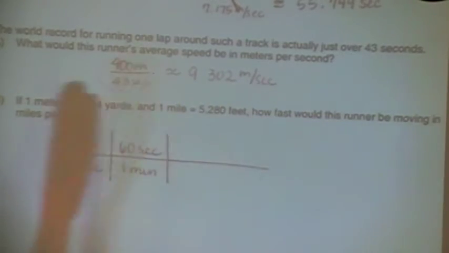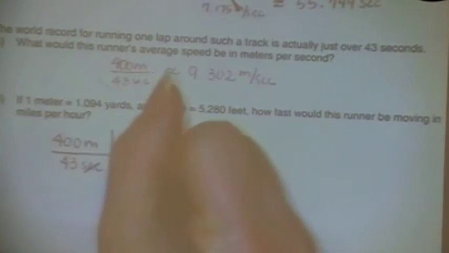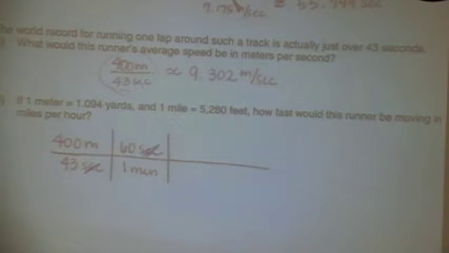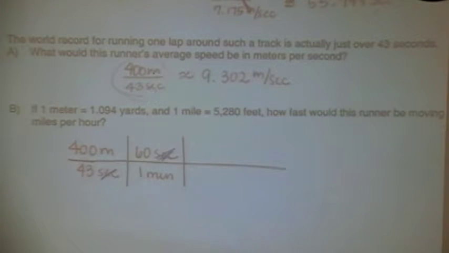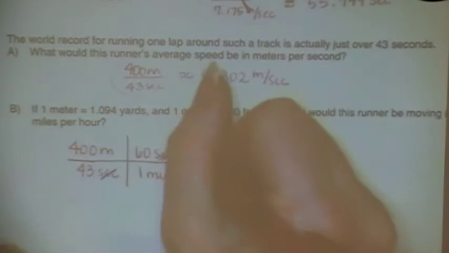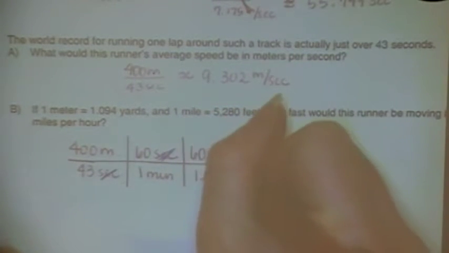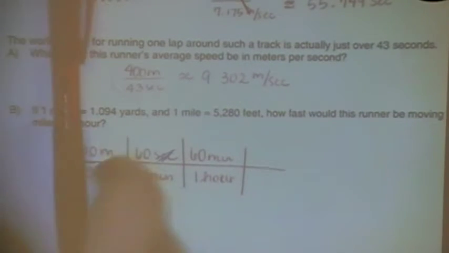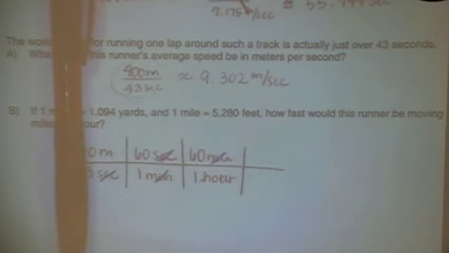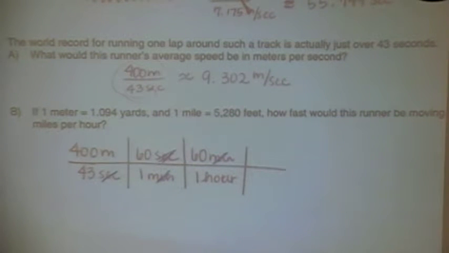So now I write that, and what happens is my seconds cancels, and currently I am in meters per minute. Well, I don't need to be in meters per minute. I need to be in meters per hour. So I need to cancel minutes and put it in terms of hours. Luckily, I know there are 60 minutes in 1 hour, which means minutes cancels, and I am now in meters per hour. Okay, so now my time unit is correct.